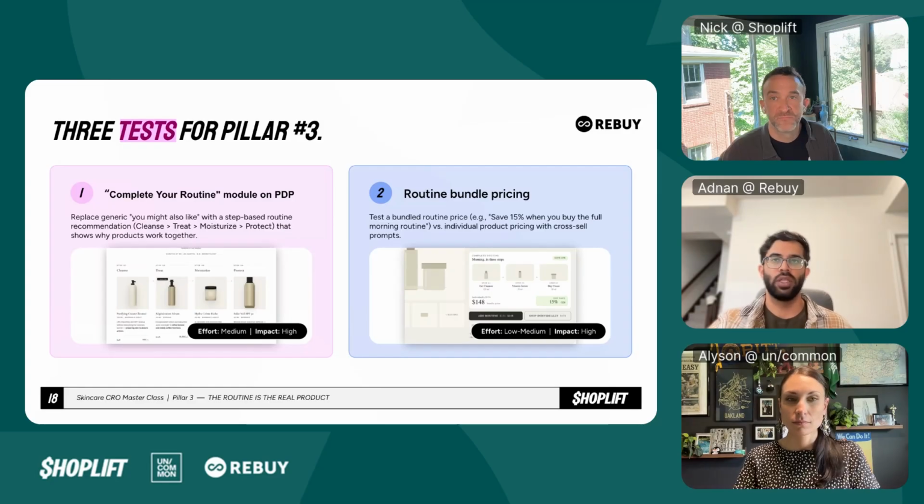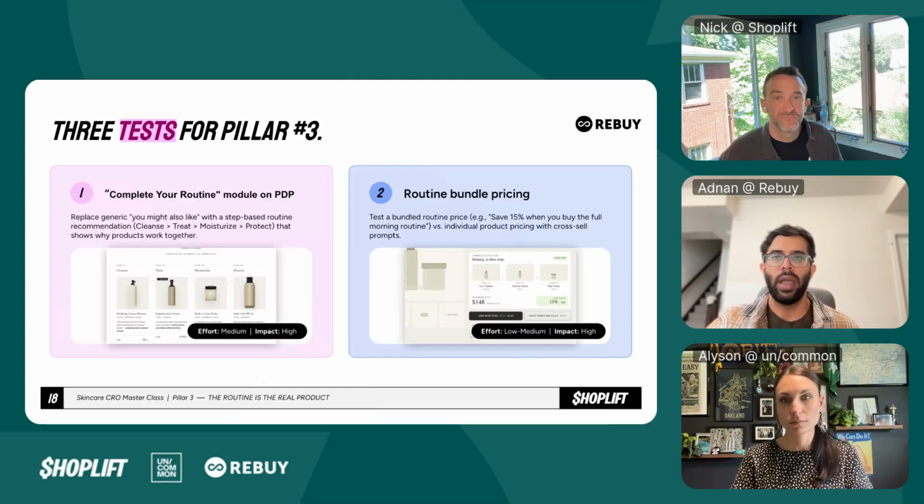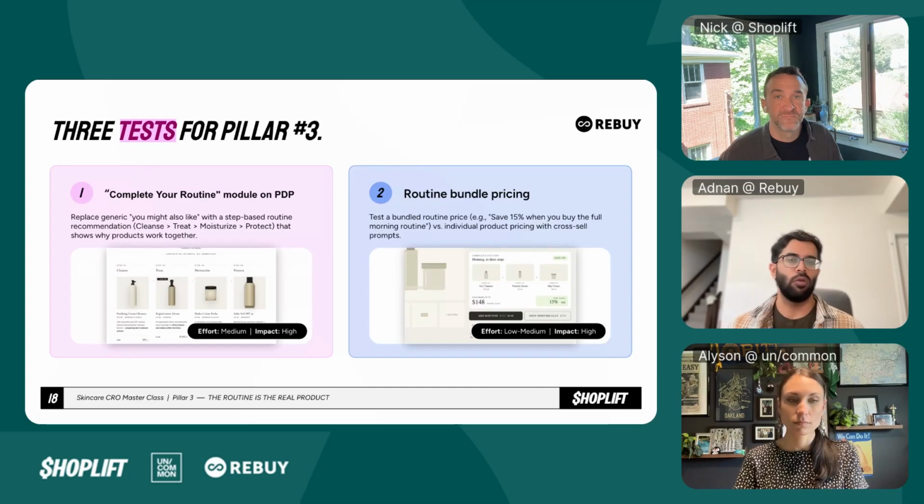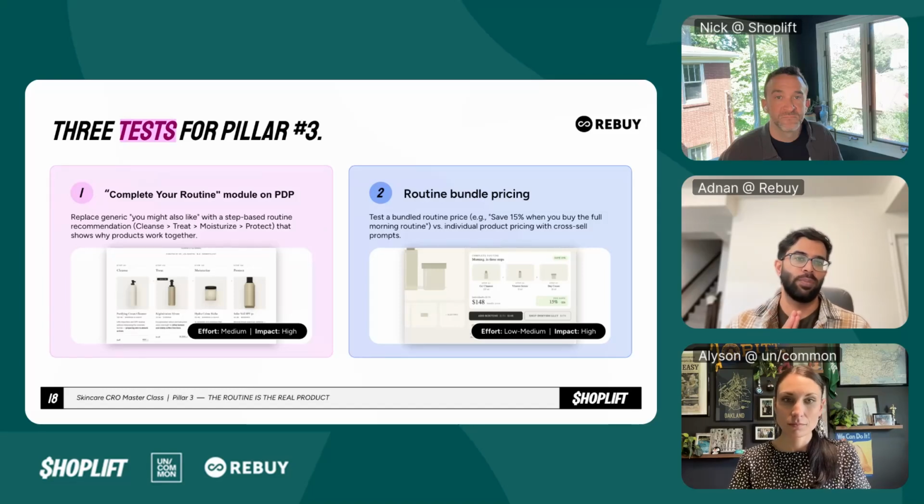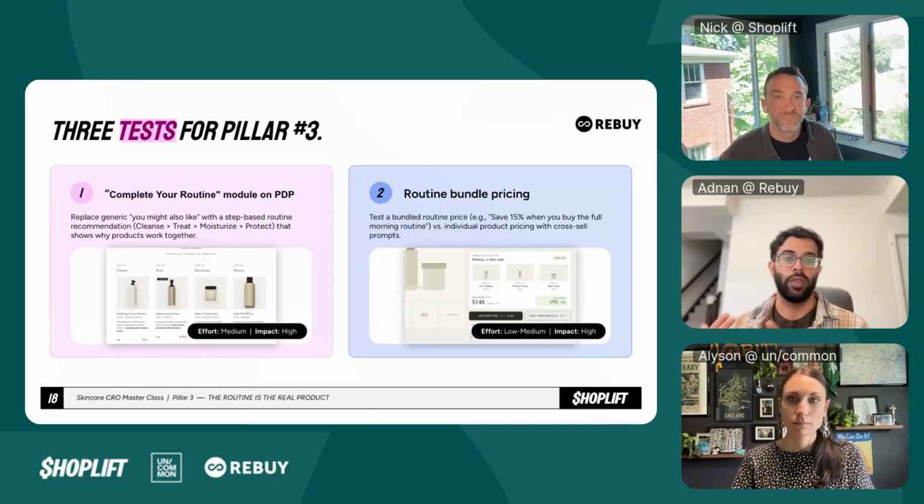So the first one is really going to speak to the core of what I've been talking about, this complete the routine. How can we show shoppers what to buy and why to buy them? So for this first test, instead of maybe a generic cross-sell or a pairs well with on your PDP, try testing a step-based format, whatever that looks like for your brand. The idea is to show buyers what to buy next and in what category. It's going to show your customers where they are in that given routine and what is still missing.